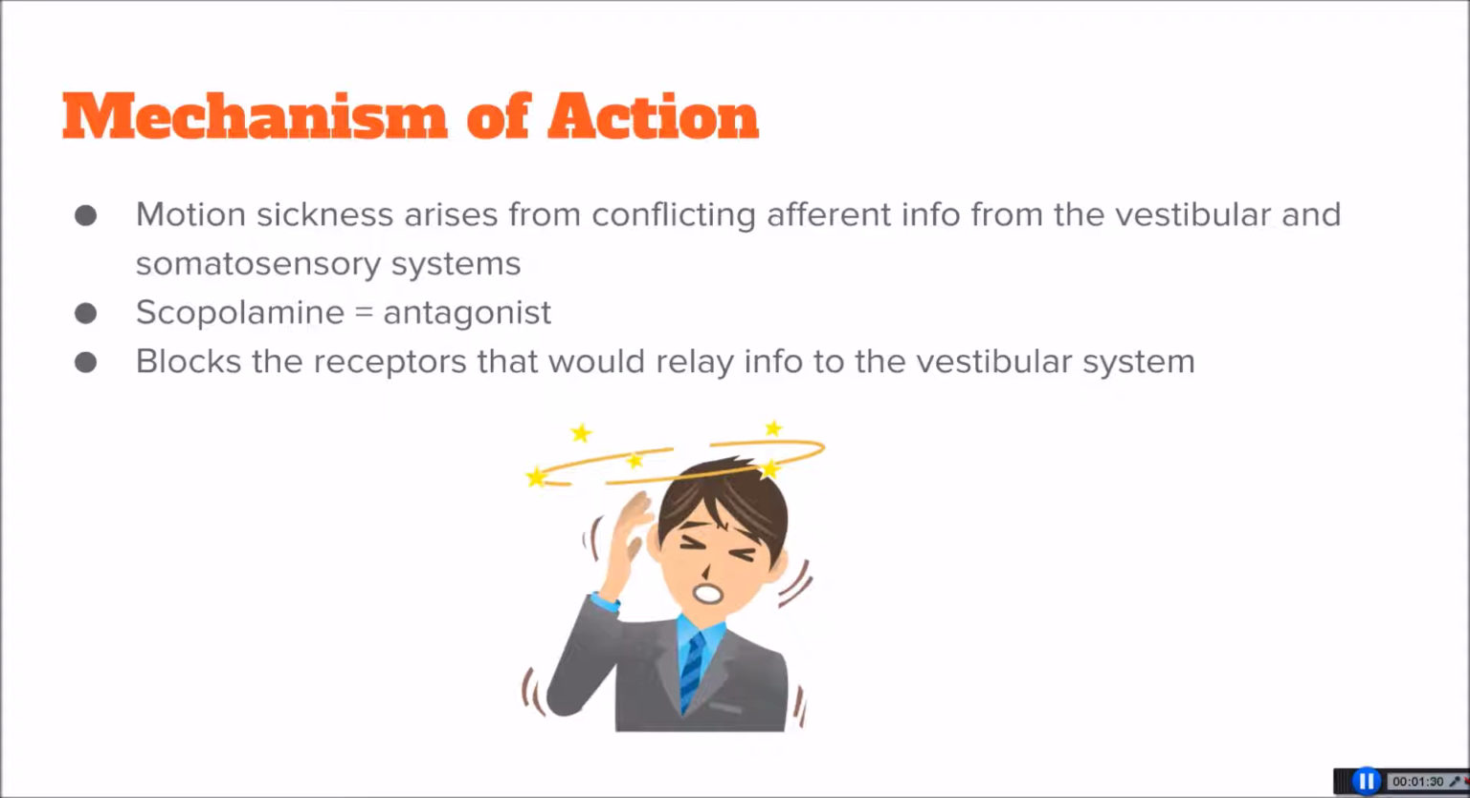Mechanism of action: motion sickness arises from conflicting afferent info from the vestibular and somatosensory systems. Scopolamine is an antagonist to those receptors. So it just blocks the receptors that would relay info to the vestibular system and cause dizziness.